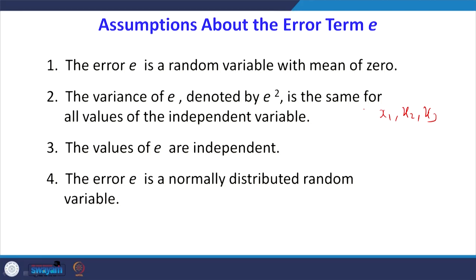And the value of E is independent, another important point. There should not be any pattern in the error term. Sometimes, when you plot the error term, there is an increasing trend, sometimes there may be a decreasing trend. This kind of pattern is not allowed. The error term has to be distributed randomly. And another point is, the error E is a normally distributed random variable.